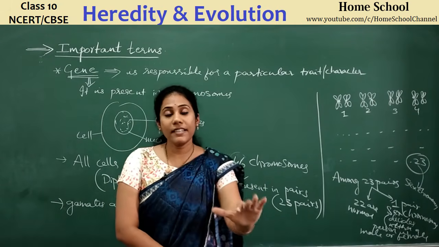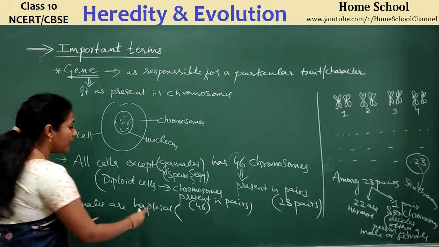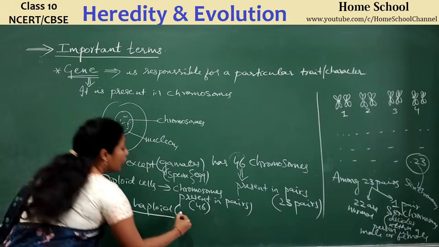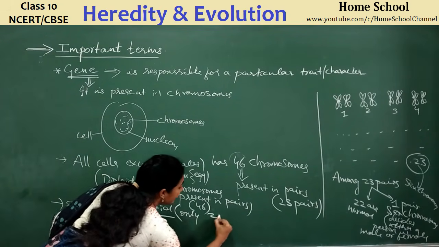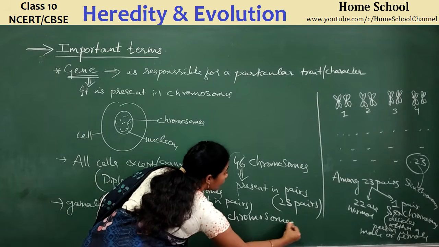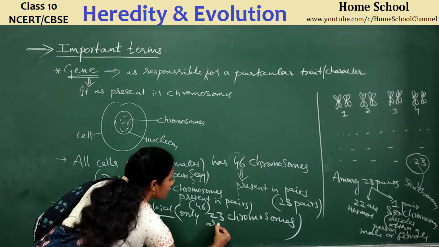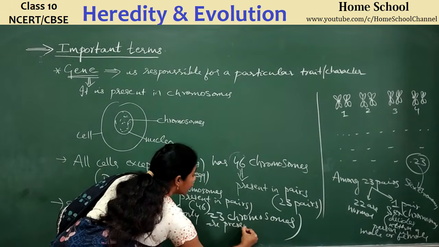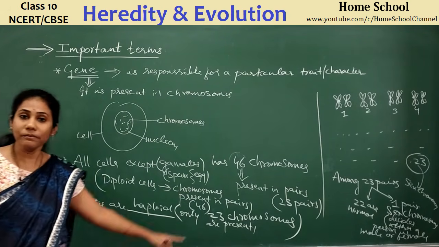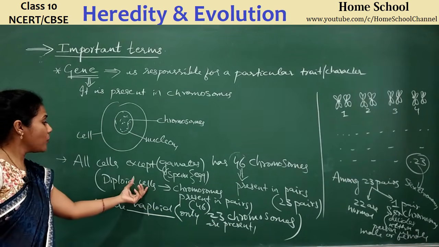All that we discussed in the previous chapter, right? So these gametes are called haploid. Haploid in the sense only 23 chromosomes are present. How many, guys? Only 23 chromosomes are present. 46 are not there. 23 chromosomes are present, guys. Understood, everybody?